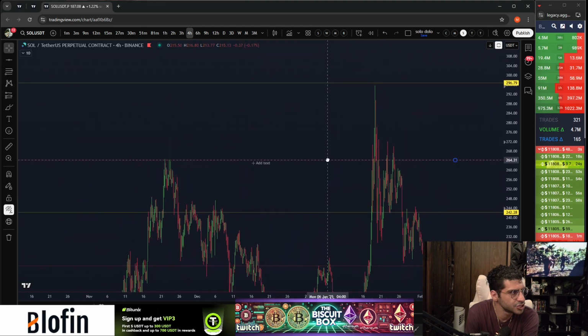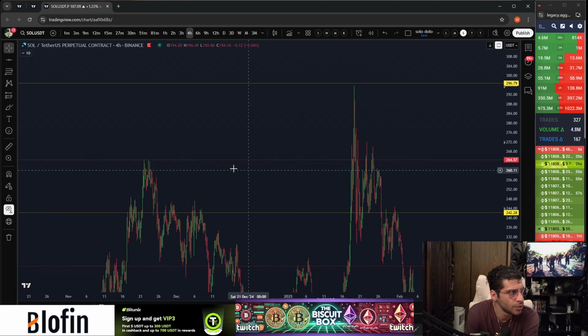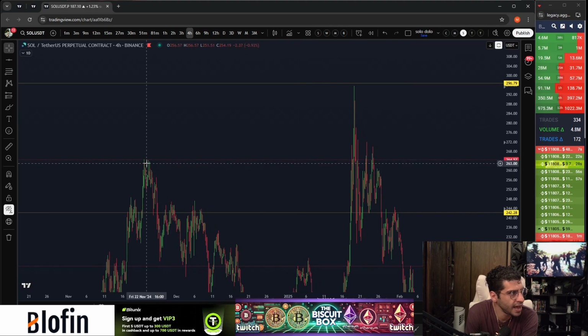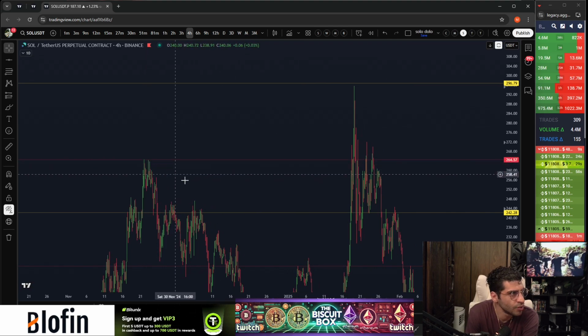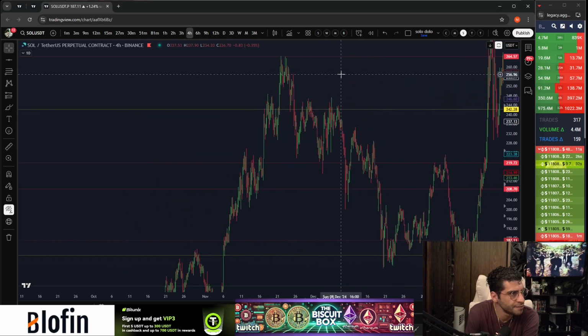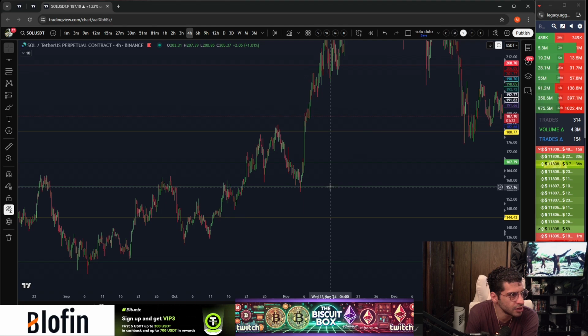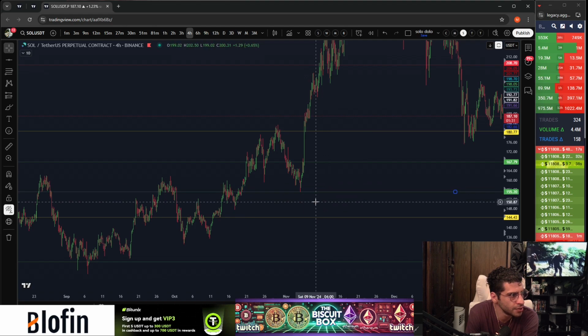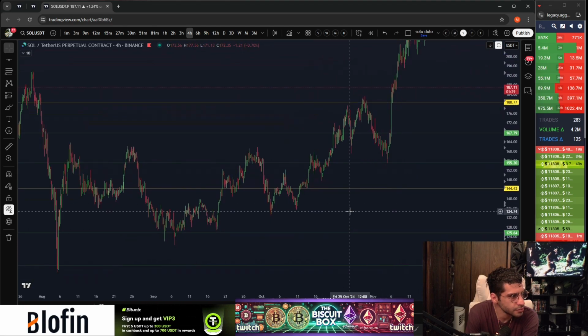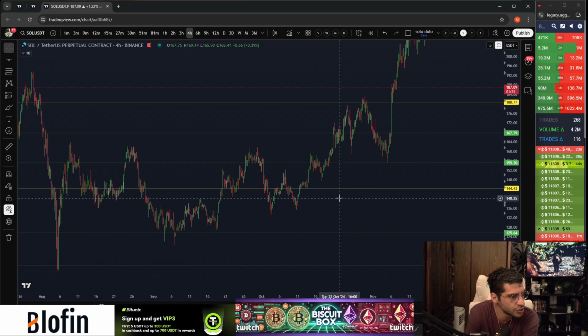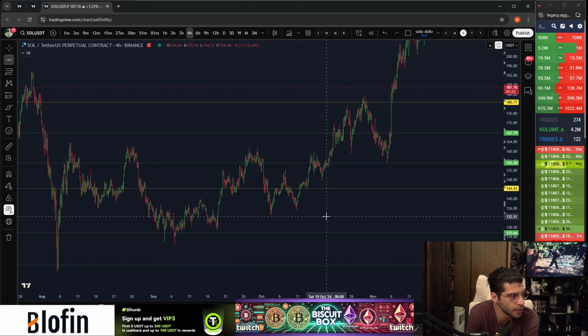We clean that shit up. What I do is I pull it up to the highest part of the wick on the 4-hour. If it is resistance, if it is support, I bring it down to the lowest part of the wick on the 4-hour. Or create another support if I have to, which it looks like I have to right here.